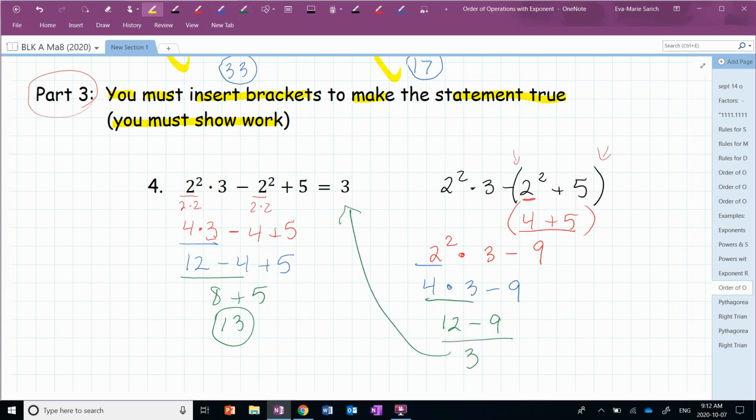So in fact, we figured out where the bracket should be. Now you may not get it on your first try. You may have to try it again. If it didn't work out around the addition, then I would choose to put the bracket around the subtraction and see if that would come out with the right answer.